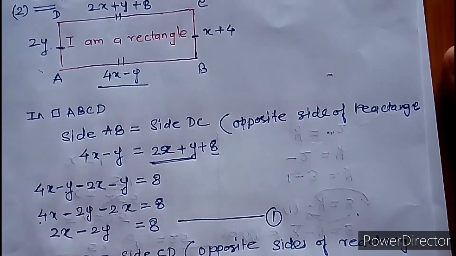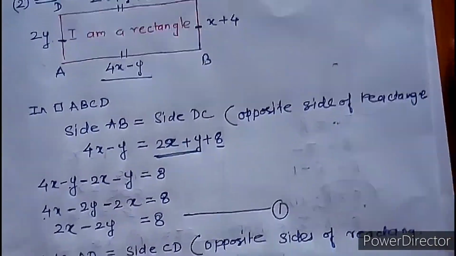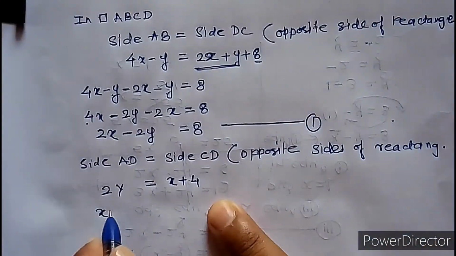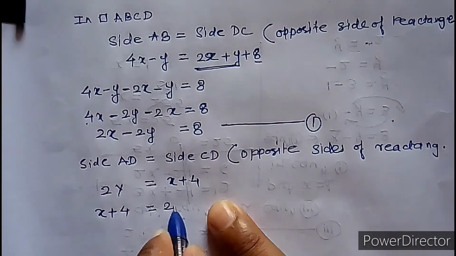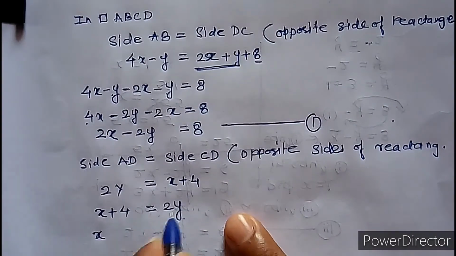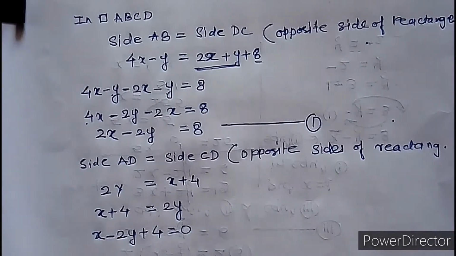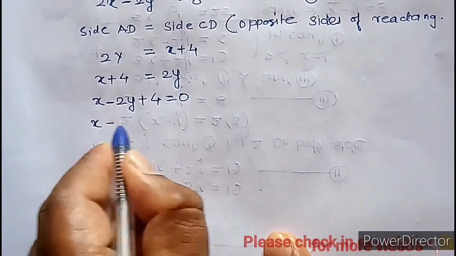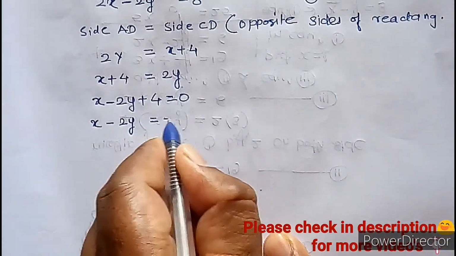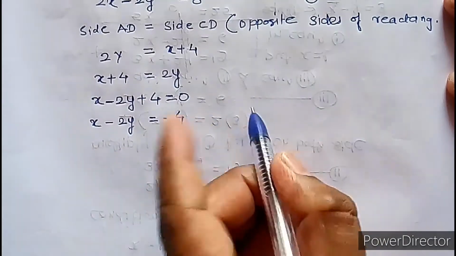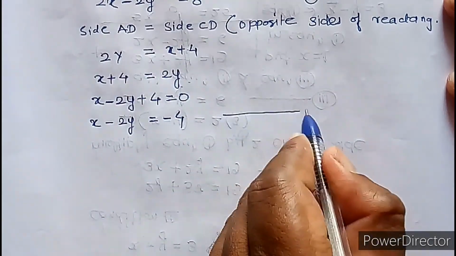Then write here x plus 4, sorry, it is x plus 4. Now change of side, it will be x plus 4 equals to twice of y. Now change the side of 2y: x minus 2y plus 4 equals to 0. Now x minus 2y equals to minus 4 on changing this side. Now we get the new equation, x minus 2y equals to minus 4. Give it equation number 2.